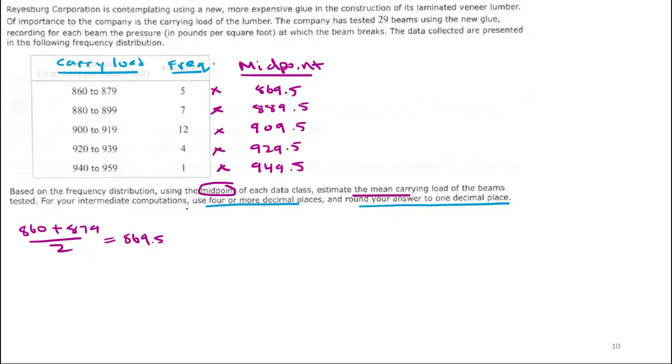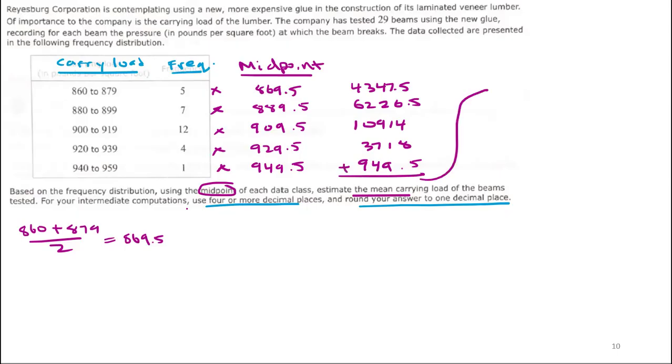Okay. So when we do that, we get 4347.5 for the first one, 6226.5 for the second one. We get 10914 for the third one, 3718 for the fourth one, and then 949.5 for the last one. Okay. Once we multiply those, then we're going to add them up.